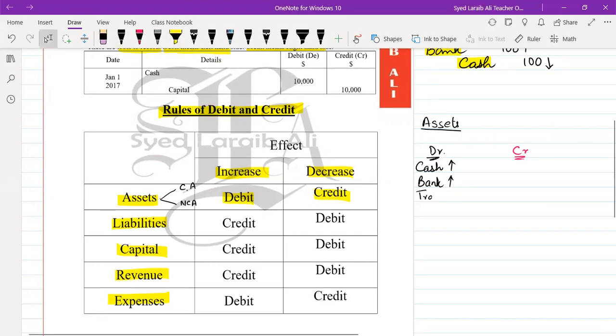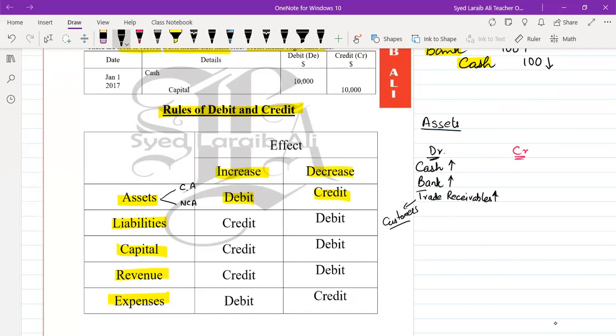The third is trade receivable. Trade receivable is an asset. But trade receivables are basically your credit customers to whom you have sold goods on credit. And now you have to receive amount from them. So they are your receivable. Now, when receivable increases, it is recorded on debit side.